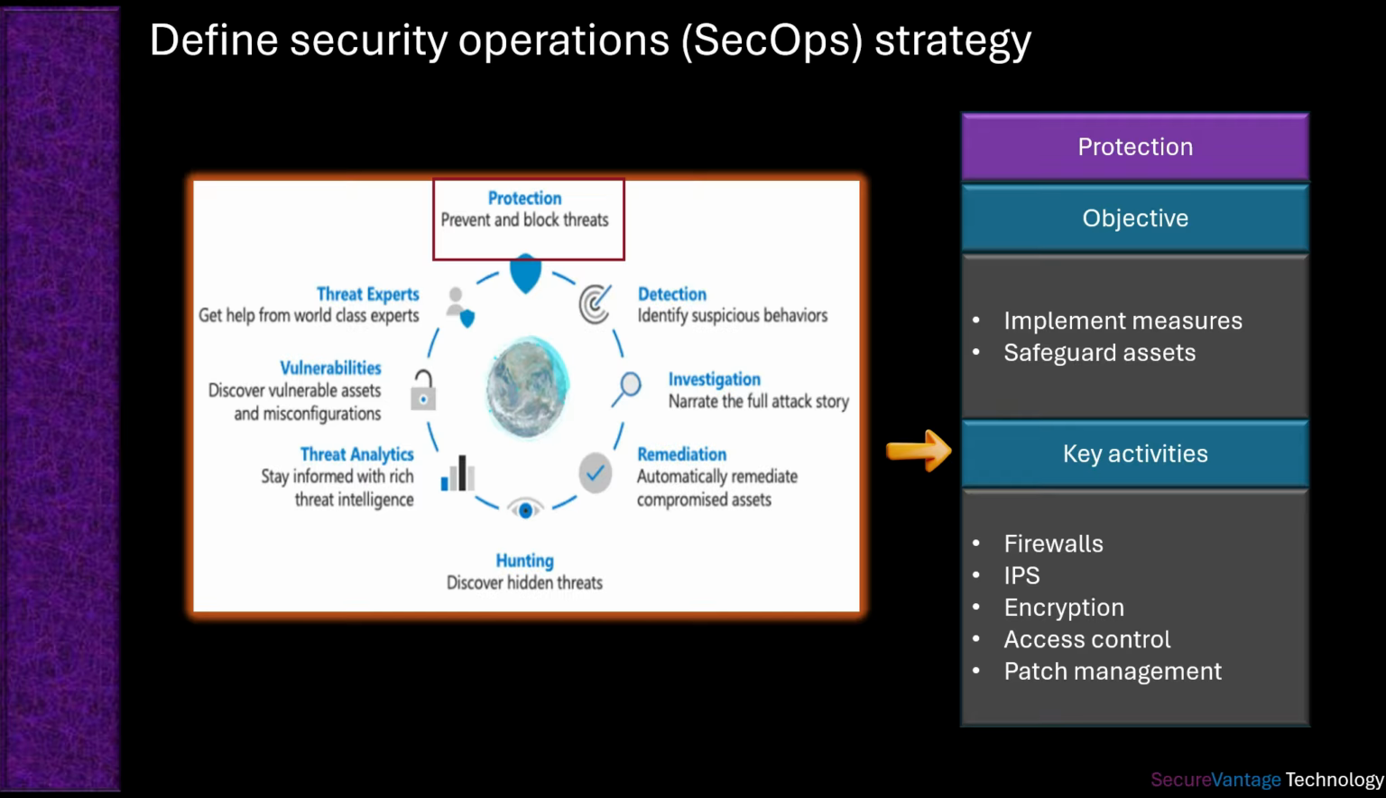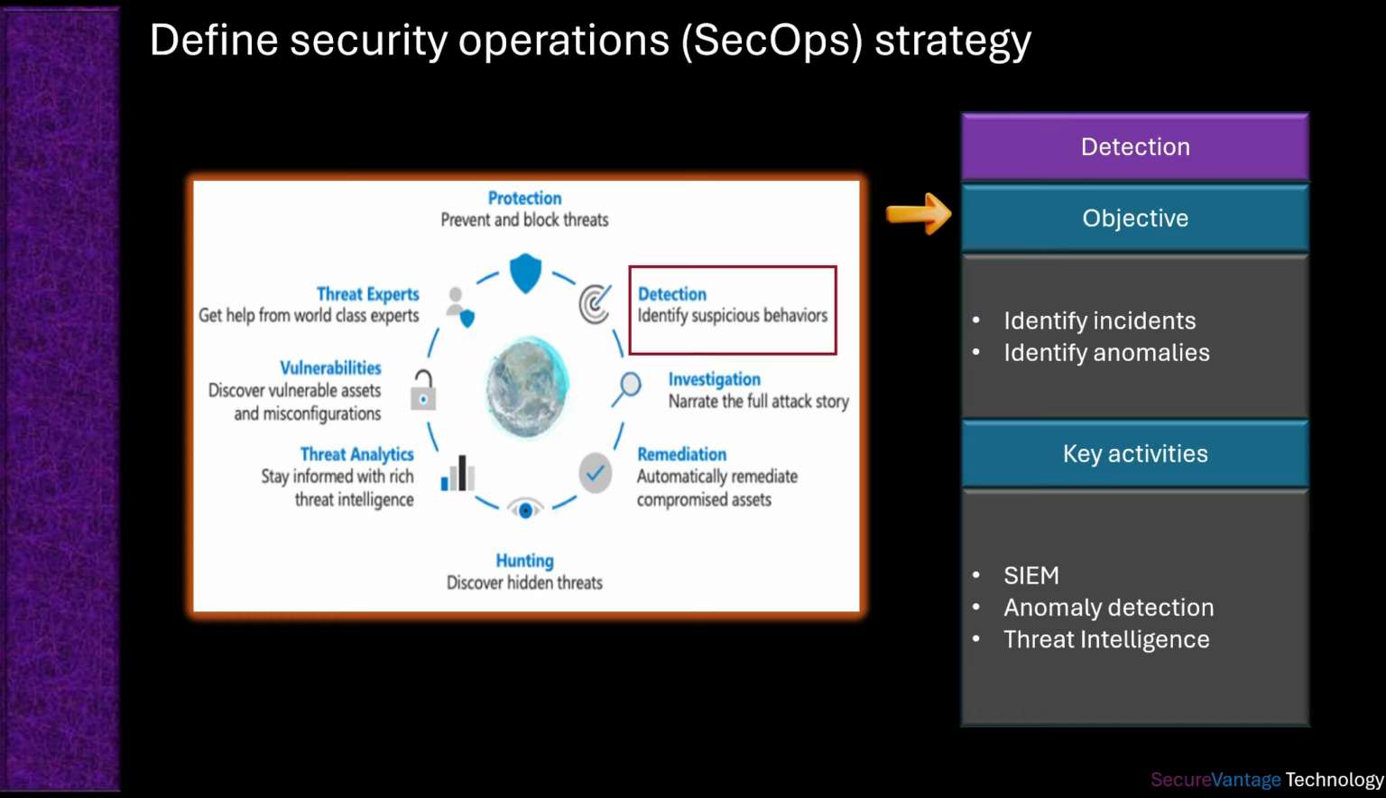Encryption protects sensitive data by converting it into a secure format that can only be accessed by authorized users. Enforcing strict access policies, including multi-factor authentication and role-based access controls, will limit access to critical systems and data. And regularly updating and patching systems fix security vulnerabilities and prevent exploitation.